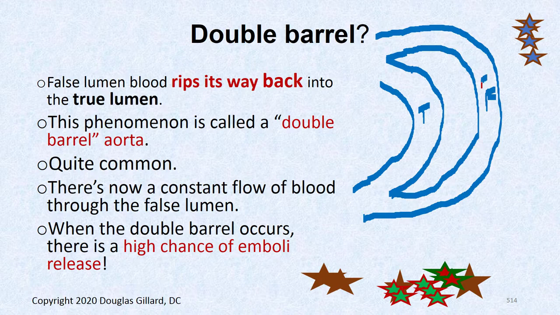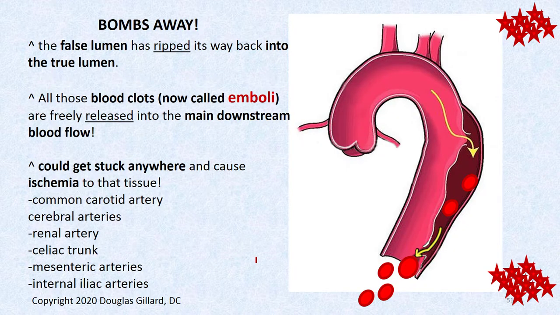And just think of all that thrombus formation, because this thing clots like crazy. You'll have all this thrombus in there just waiting to break loose. And once the double barrel occurs, off it goes. And that can be really dangerous, especially if it's in your ascending aorta. I just jumped way above my slides. But yeah, super high chance of emboli formation. Once the double barreling occurs, here's a much better picture, bombs away.